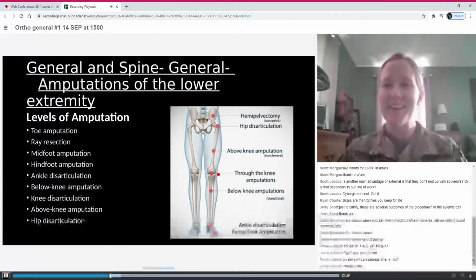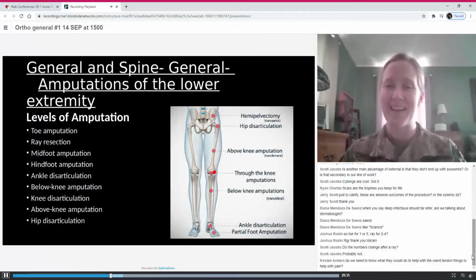Okay, disarticulation through the knee, the ends of the femur are then what bears weight in that.